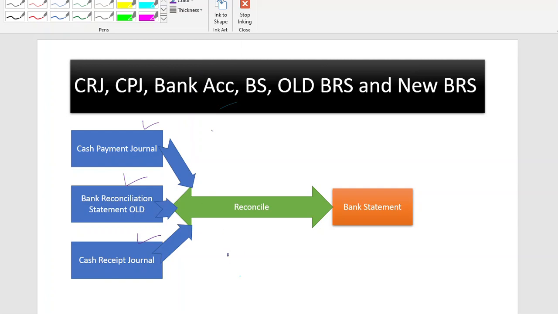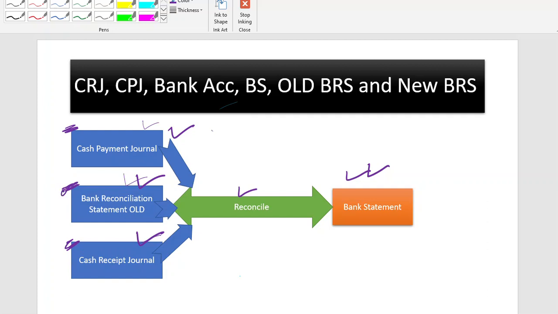Okay, and then you have your bank reconciliation, which is when you reconcile with your bank statement, meaning that you have your cash payment journal, your BRS, and your cash receipt journal. These three, you reconcile them with your bank statement. Remember that each and every month the business prepares the cash payment journal for that particular month, and it prepares a bank reconciliation. It also prepares a cash receipt journal. Now, the bank recon is prepared by the business.